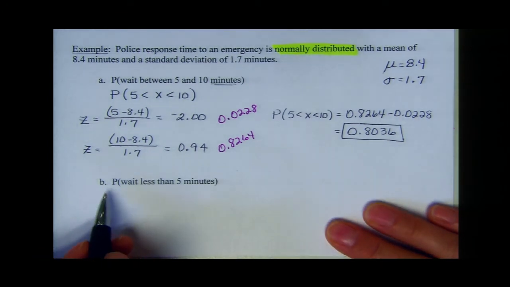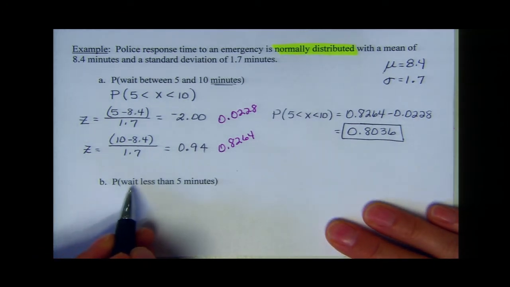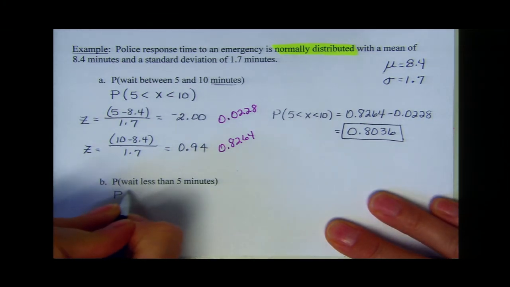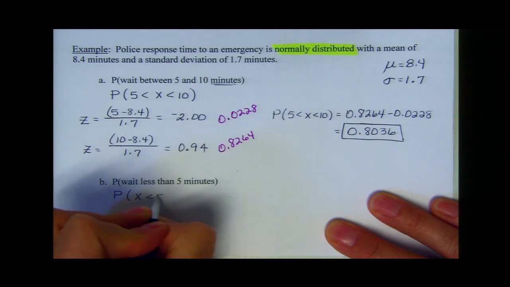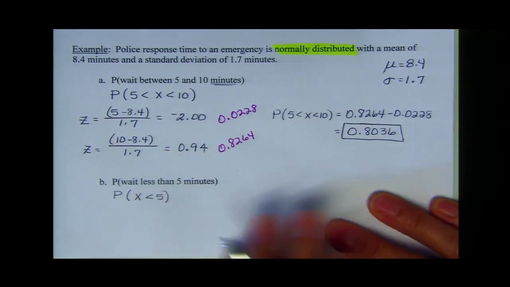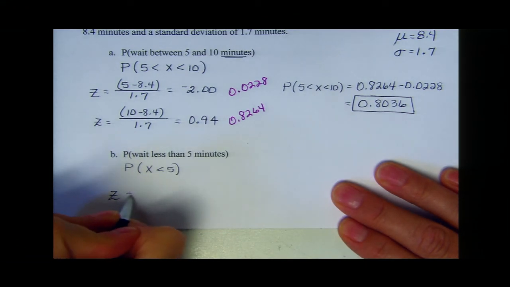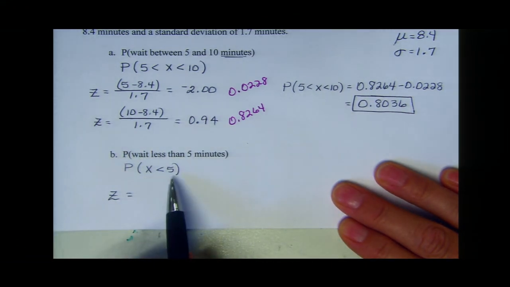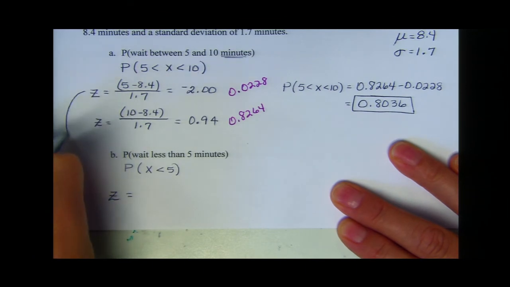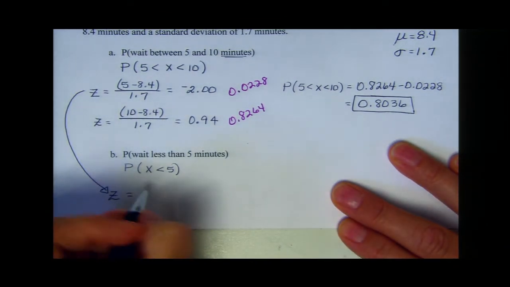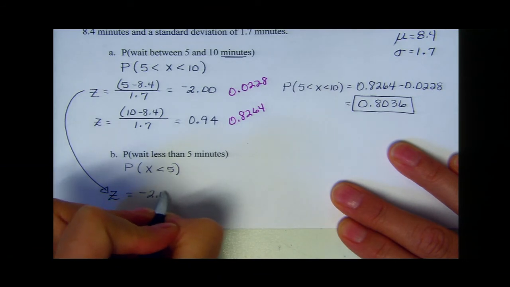And this, part B, the probability that the wait is less than 5 minutes. So this is reading the probability that x is less than 5 minutes. So again, we need to calculate the z. Well, I go, didn't we just do that up here? And sure enough, we did. I'm not going to rewrite it. We found it when it was 5, so we know this is -2.00.